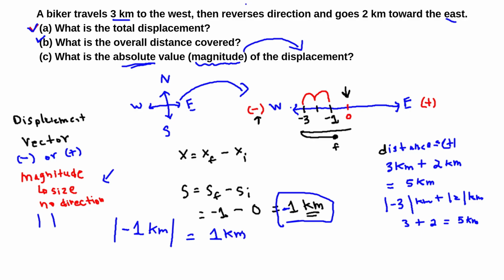There we have it. So these are our answers, and we can just go ahead and write the answers beside it. For total displacement, that is negative 1 kilometer. For the overall distance covered, we traveled 5 kilometers. And the absolute value of the displacement, which is negative 1 kilometer, is 1 kilometer.